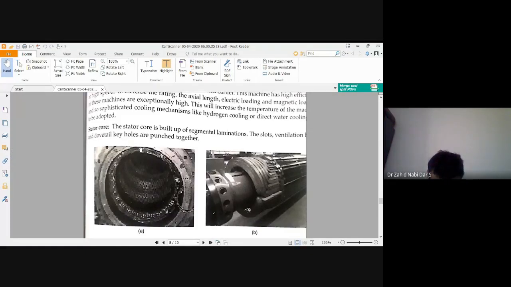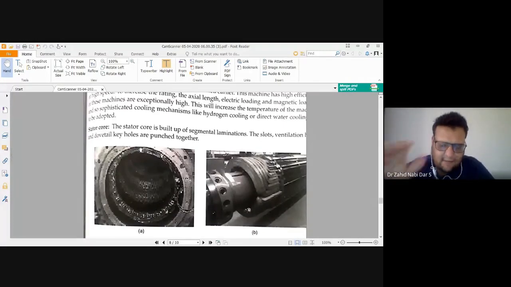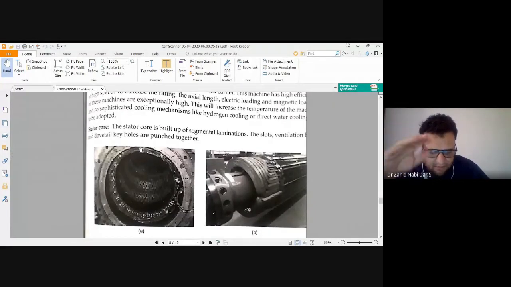So one important thing regarding the synchronous generator: what is the basic function of a synchronous generator? In a synchronous generator, a DC current is applied to the rotor winding. So this DC current is applied to the rotor winding.